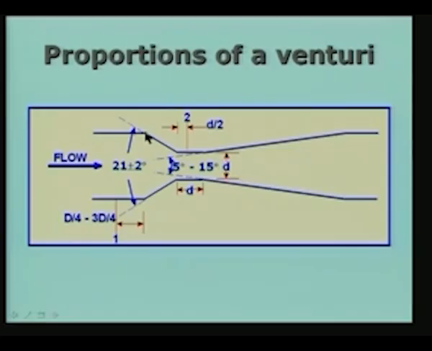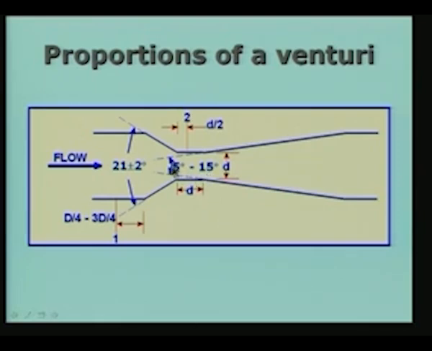It consists of two sections, the converging section, then a landing or a flat region where the diameter is uniform equal to small d, and then it starts diverging again. The angle of convergence can be 21 plus or minus 2 degrees, these are the allowed values. The diverging section can have an angle of 5 degrees to 15 degrees, any angle can be chosen.